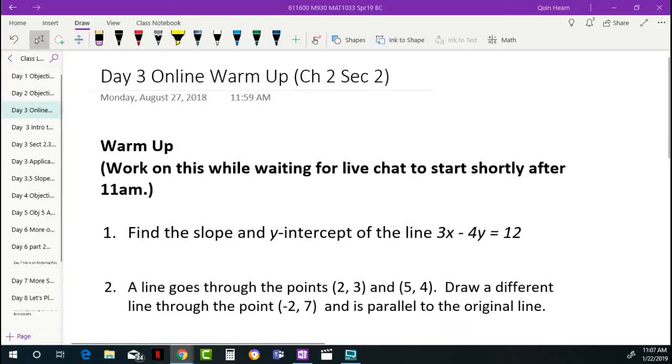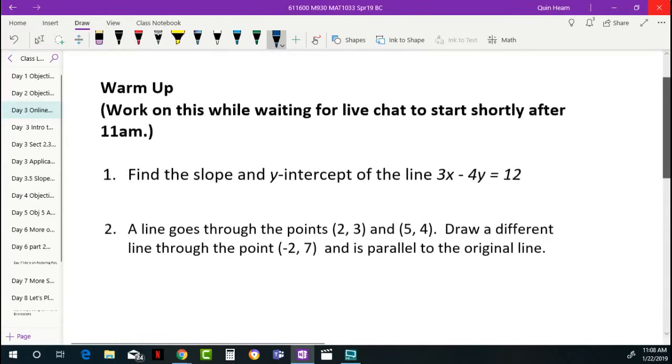I'll get back to answering it. So here we go. We're going to get started. So again, this is kind of a warm-up. This is something that we discussed in a previous section.